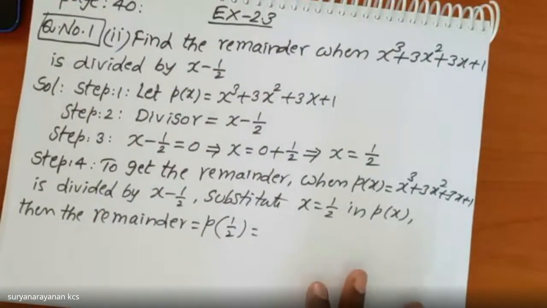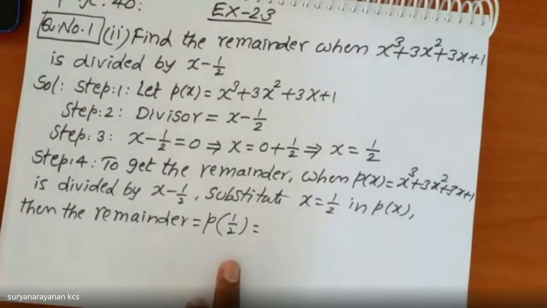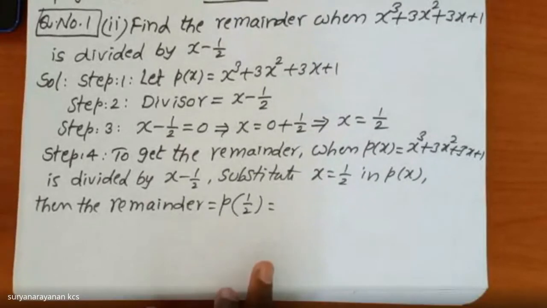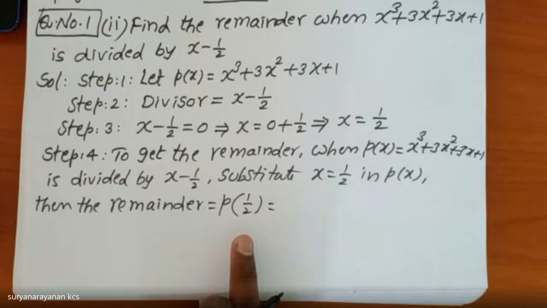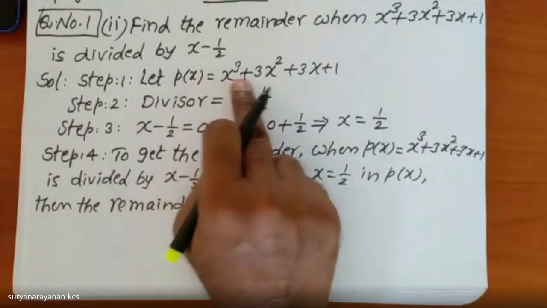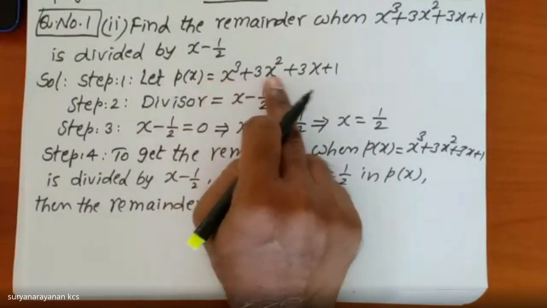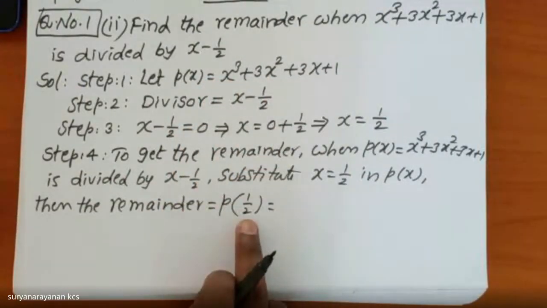Now tell me P of 1 by 2. What is the meaning of P of 1 by 2? It is (1 by 2) the whole cube plus 3 into (1 by 2) the whole square. Yes, it is the value of this polynomial when x is equal to 1 by 2.